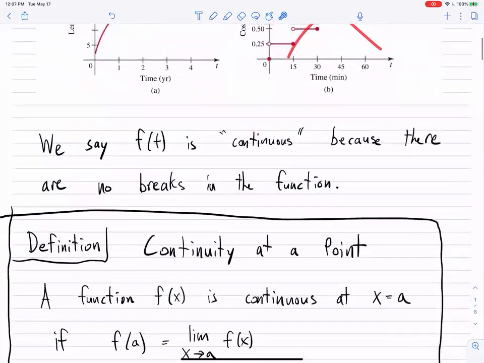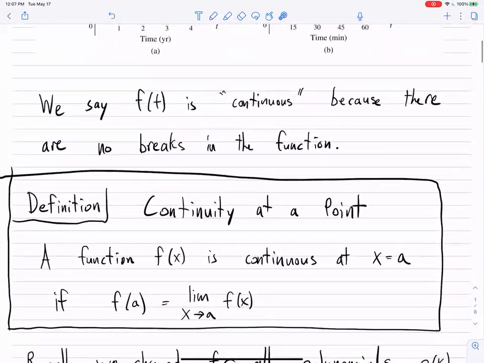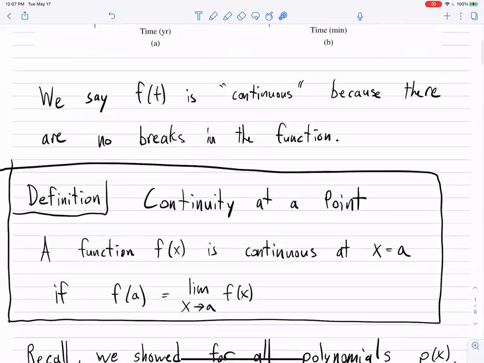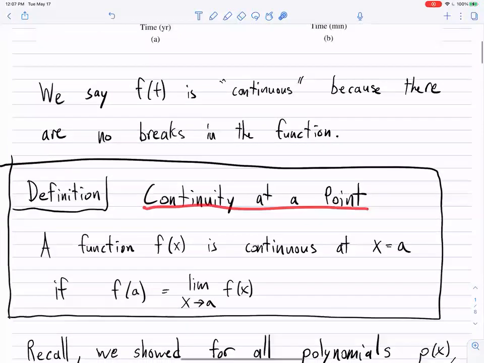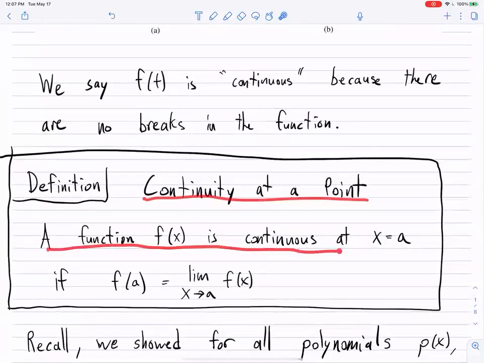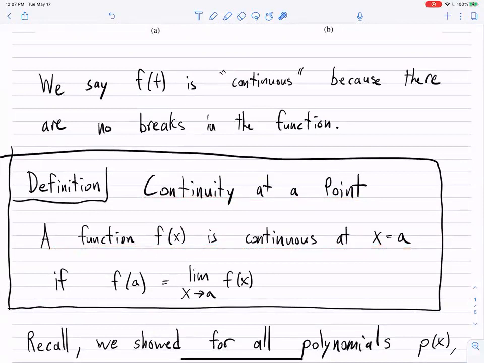And so here's the definition of continuity. In order to define continuity, we need to first define continuity at a point, and then we can extend it to all points. And so continuity at a point: a function f of x is continuous at a point, so at an x value, x equals a, if the function value at that point is equal to the limit at that point.